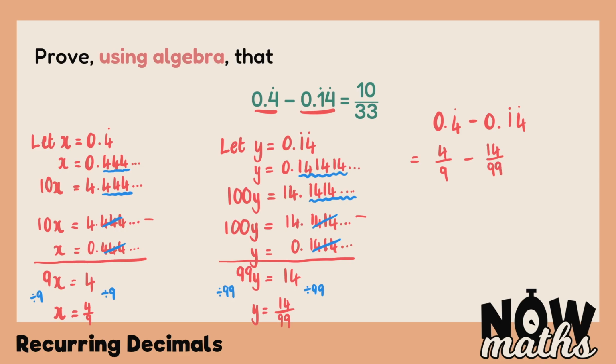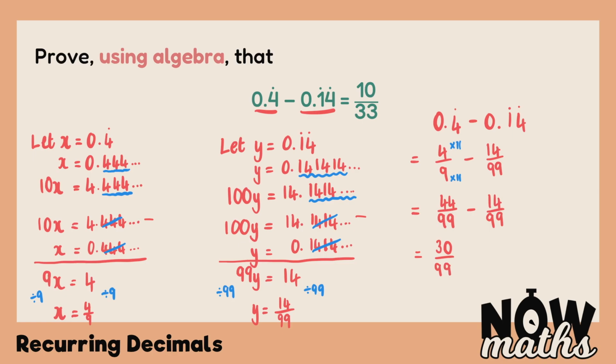Now we need to subtract the second fraction from the first. Let's get a common denominator. I can see that 9 and 99 have a common multiple of 99. If we're going to make the first fraction have a denominator of 99, we're going to need to multiply by 11, and 4 multiplied by 11 gives us a numerator of 44. And the second fraction already has a denominator of 99, so we don't need to do anything to it. And then subtracting 14/99 from 44/99, 44 subtract 14 gives us 30, so we have 30/99.